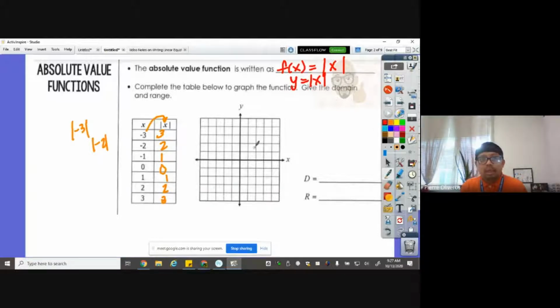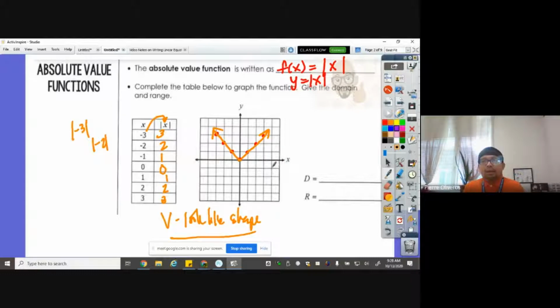After you make the table, you will plot the points: (-3, 3), (-2, 2), (-1, 1), (0, 0), boom, boom, boom. Just by looking at the points, we will connect them. And you can tell already by looking that the graph of an absolute value is V-shaped, okay? It looks like a V-shaped graph.